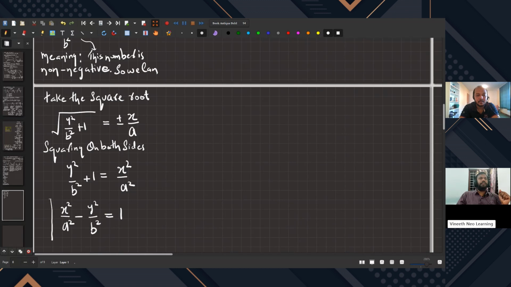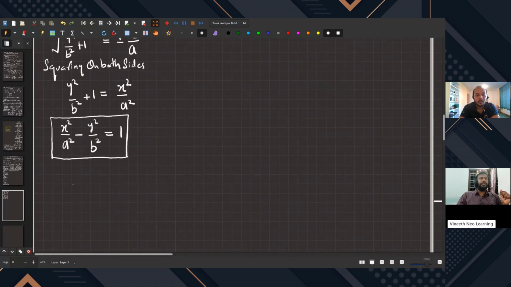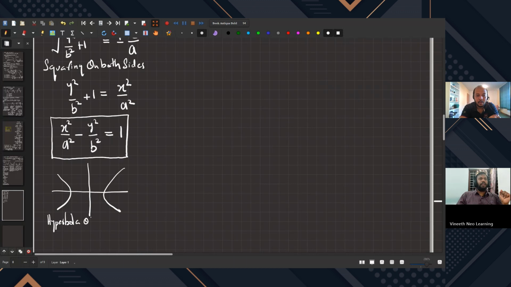This is the equation of a hyperbola opening along the x-axis, because the term with the x squared is positive and the term with the y squared is negative. So this is a hyperbola opening along the x-axis. It will look like this. Hyperbola opening along x-axis.